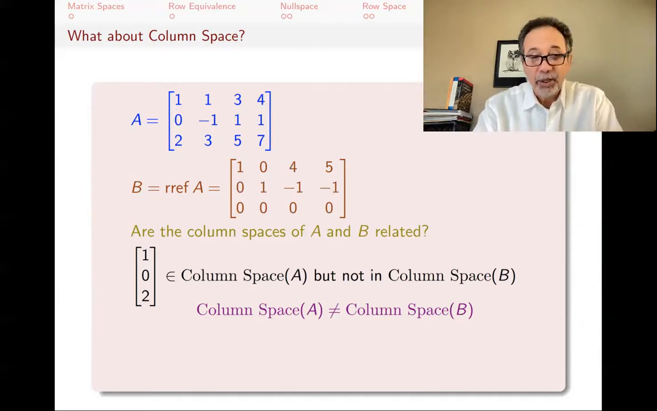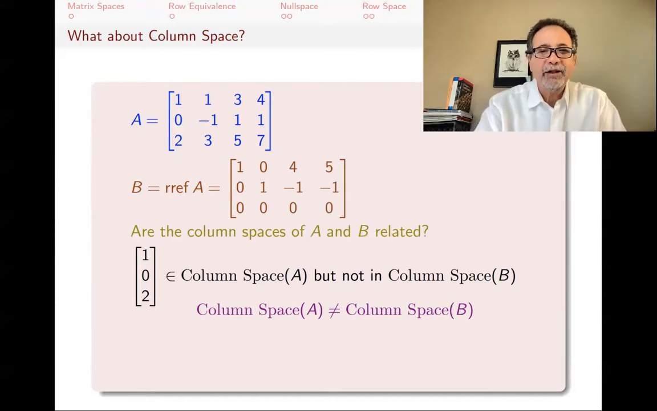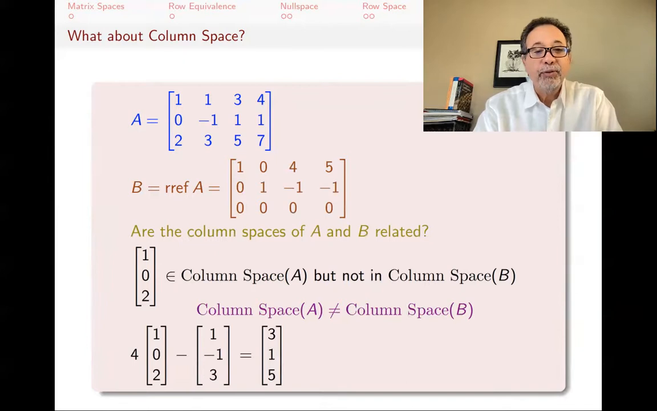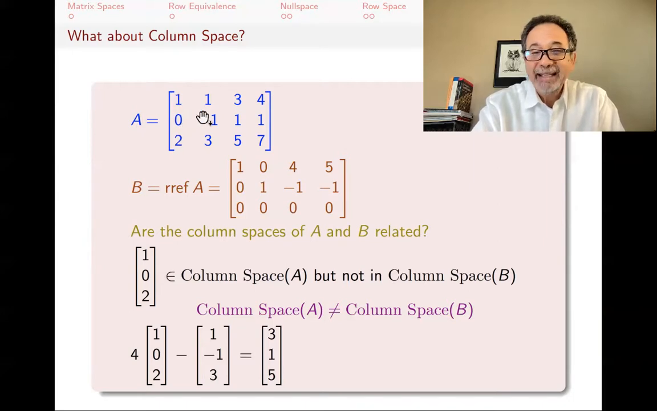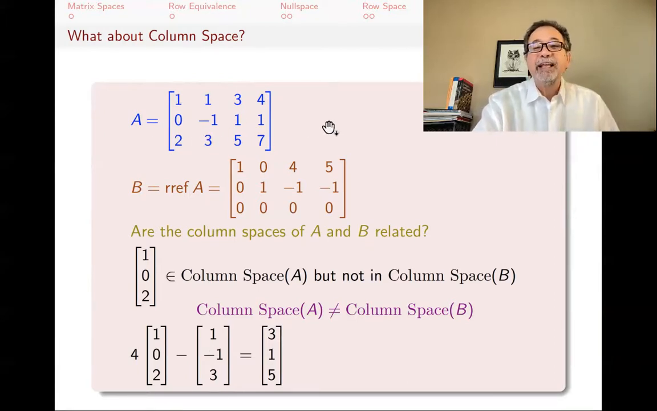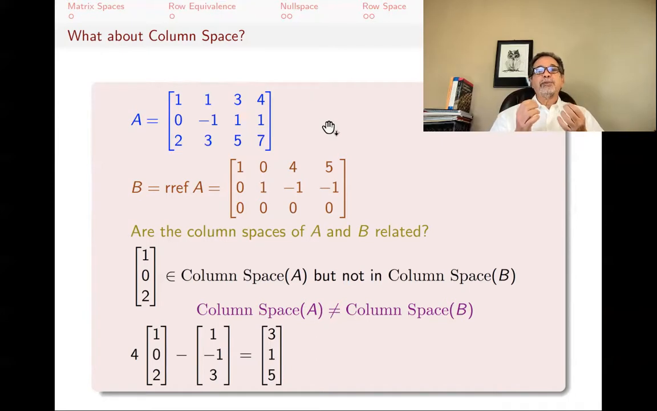And something you might notice, this is not something that one would immediately notice, but it's a pattern that's there. For example, 4 times the first column of A, this (1, 0, 2) is the first column of A, minus the second column of A is equal to the third column. So in other words, I took the columns of A and I wrote some linear combination of them. 4 times this minus that equals that. I wrote a linear relation between the columns of A.